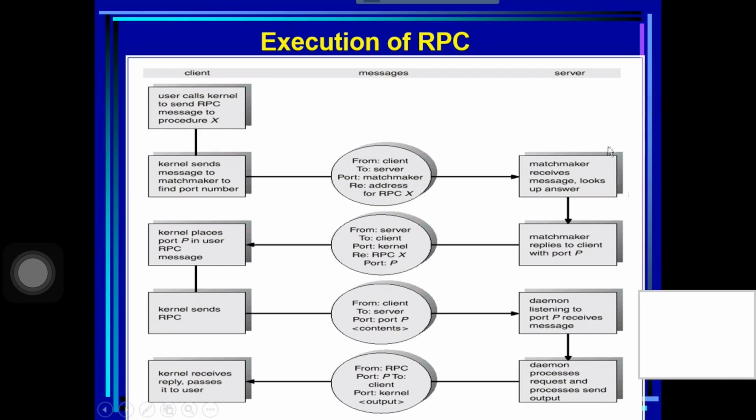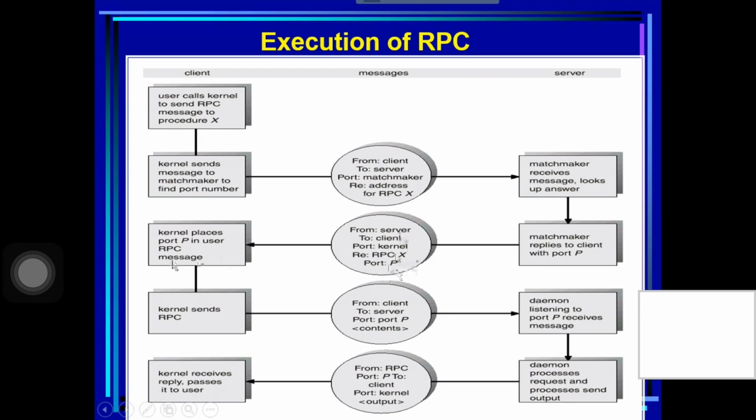At the server end, the matchmaker receives the message, looks up the port number for server X, and replies to the client with port P, having found the port number P. So this is the message from the server end to the client end, and the port is the kernel of the client end. The response is RPC X, the port number is P.